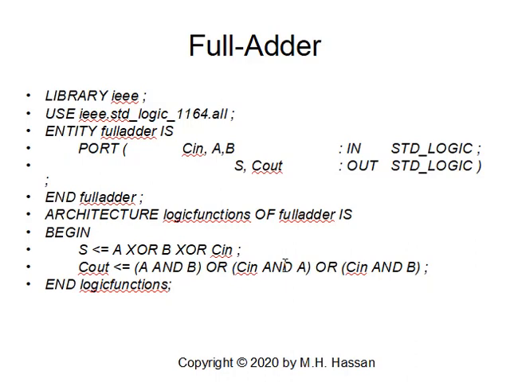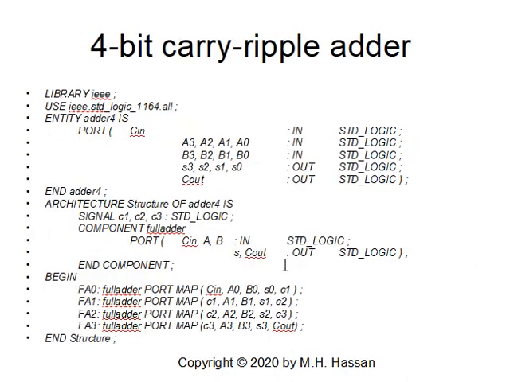Okay, so to do that, we'll come to the example where I would like to design a 4-bit carry ripple adder. The carry ripple adder will have Cn, and 4-bit input numbers, A3, A2, A1, A0, and B3, B2, B1, B0. We'll have a 4-bit sum, S3, S2, S1, and S0, as outputs, and C out, which is the final carry out, will be an out, in standard logic.